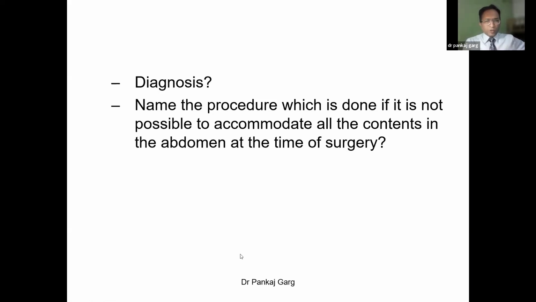So if you're able to put everything into the abdomen, it is a complete repair. But many times you cannot do this because the defect is so big and the abdomen is so small. So you do something else. What is that procedure called? That procedure is called silo. Silo, not stage surgery. It is called silo procedure because it is made like a silo.